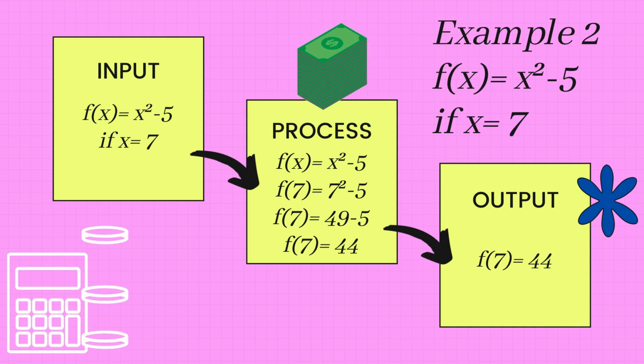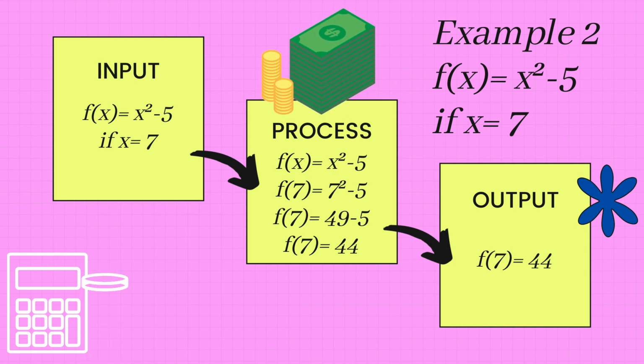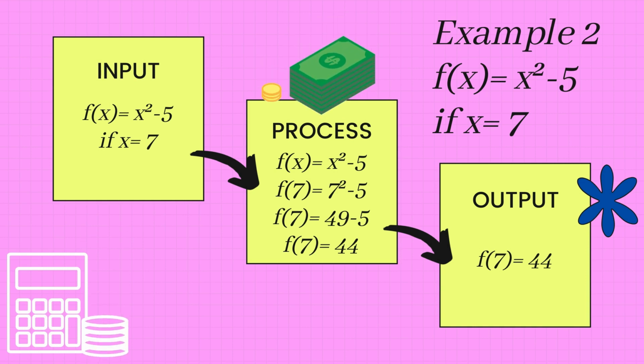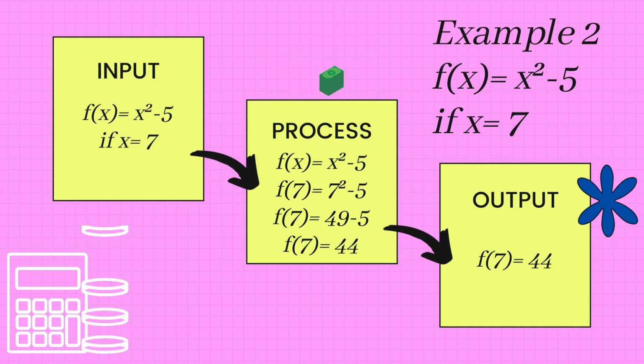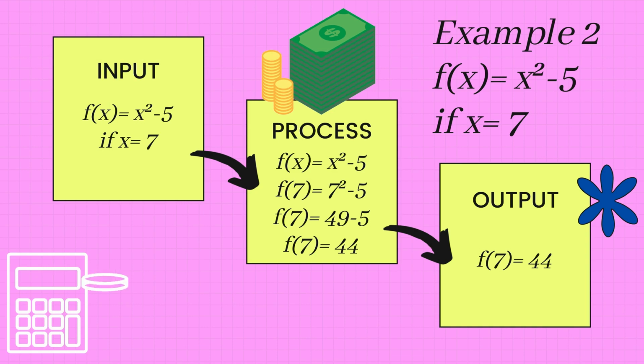Example number 2. The input will be the function f of x is equal to x squared minus 5, if x is equal to 7. The process will be f of x is equal to x squared minus 5. The next will be f of 7 equals 7 squared minus 5. And lastly, f of 7 is equal to 49 minus 5. The output will be f of 7 is equal to 44.